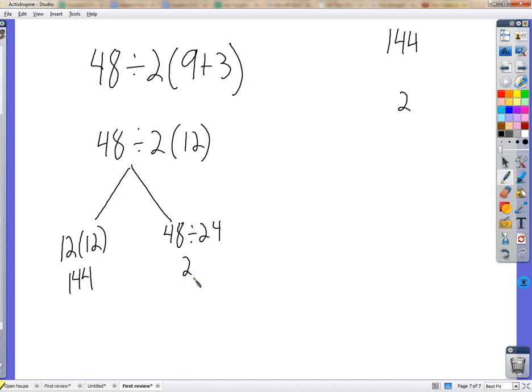There is a standard that most people follow, but here's the problem with this one. The main argument is, do you do this division first or do you do this multiplication first? What do you think? Multiplication first or division first? Division first.